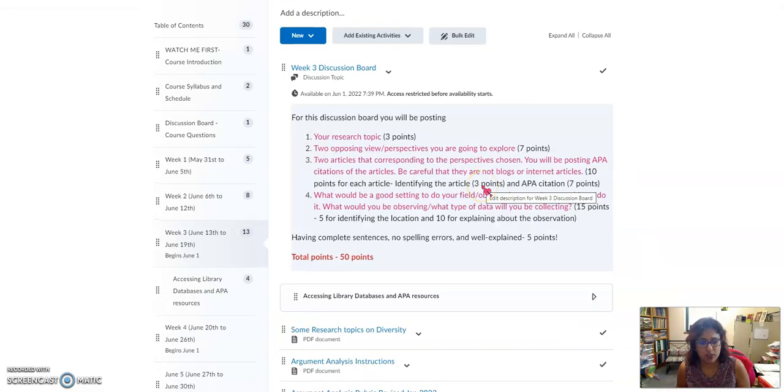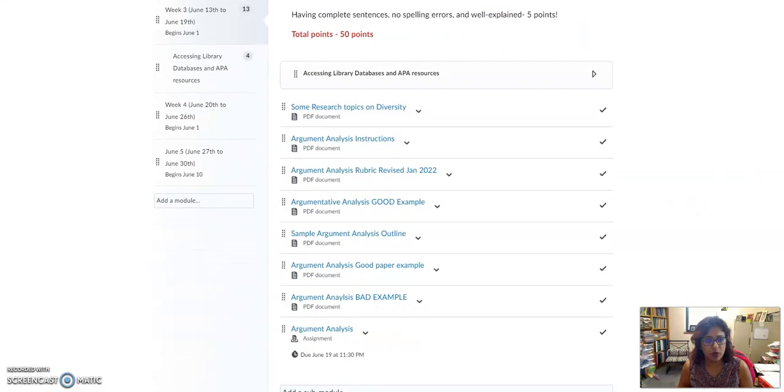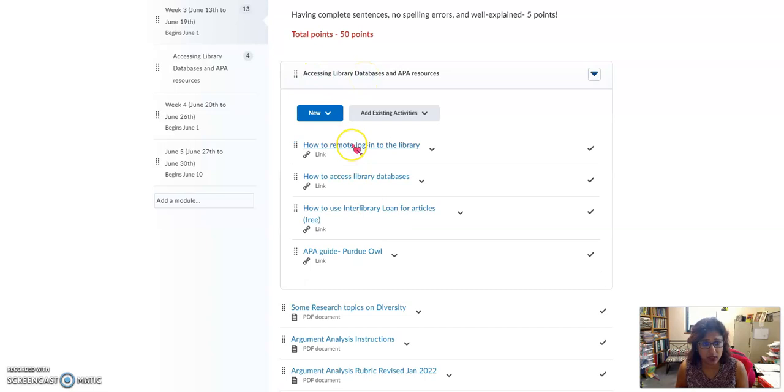As you go down on your folder, you are going to see that there is a subfolder which has accessing library database and APA resources. When you click, how to do a remote login, how to access library database. Interlibrary loan is a completely free service for all faculty, students and staff, in which you can request articles free, of course. Those are really great too. And then the APA guide, which is your Purdue one.